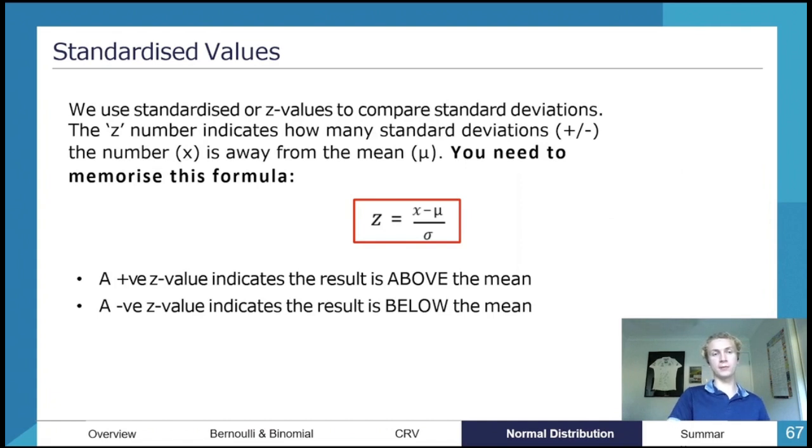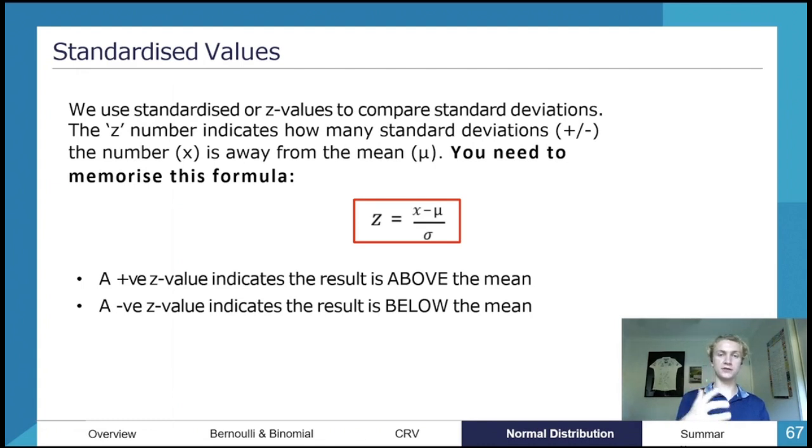Standardized values. This is what I was talking about before, Z values. You need to memorize this formula. This is the formula for Z, and Z is just how many standard deviations we are away from the mean. You do need to memorize this. So Z equals X, the X value we're looking at, minus the mean, divided by the standard deviation.